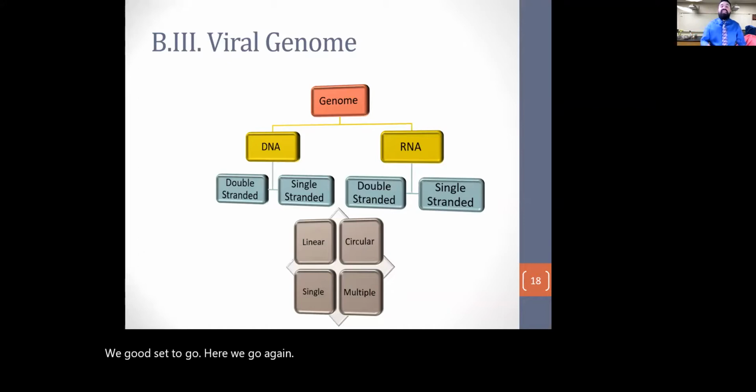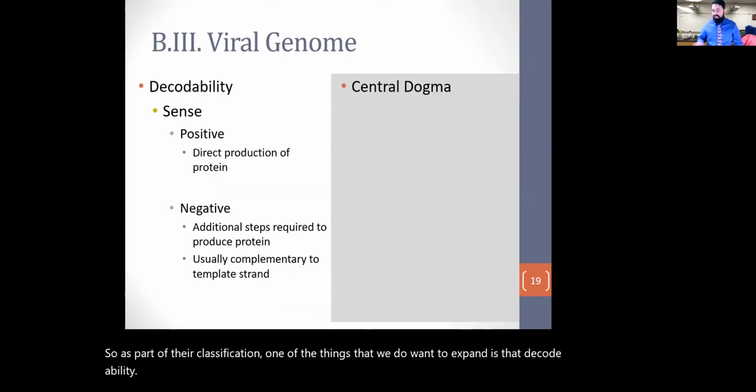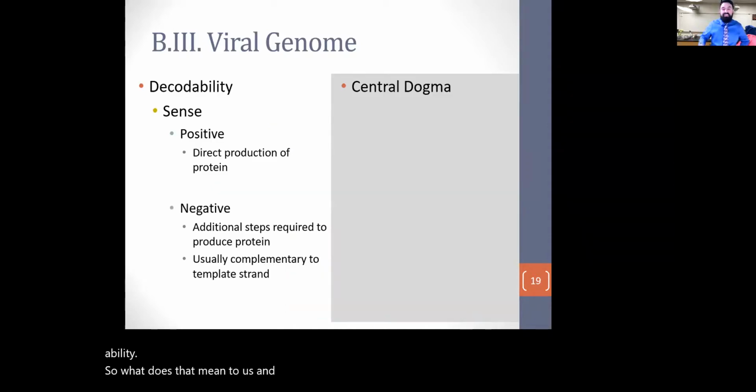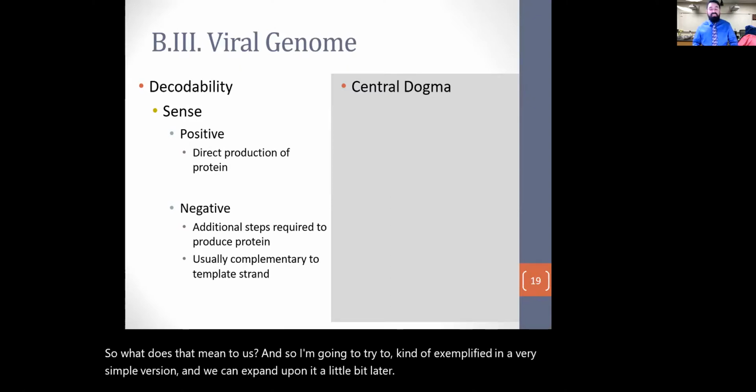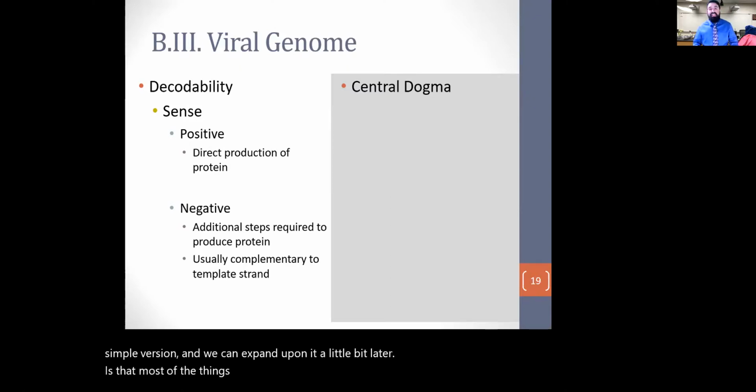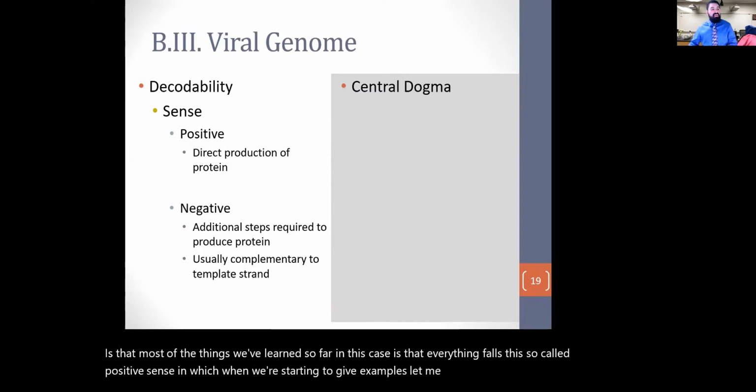So as part of the classification, one of the things that we do want to expand is that decodability. What does that mean to us? I'm going to try to exemplify it in a very simple version, and we can expand upon it a little bit later. Most of the things we've learned so far follow this so-called positive sense. When we start giving examples, let me get something for color over here. There we go.